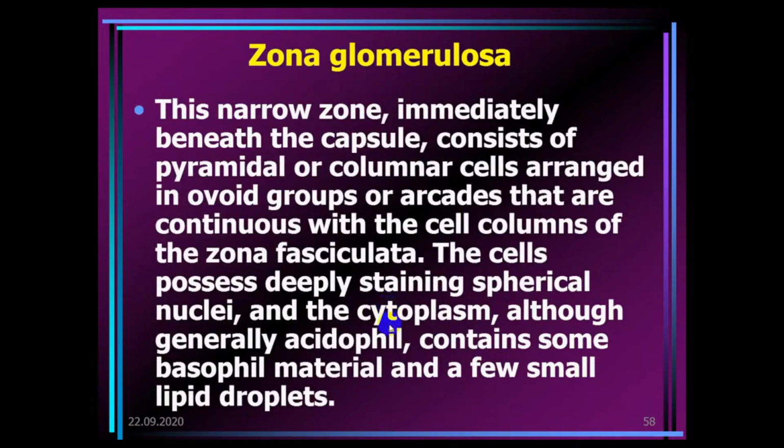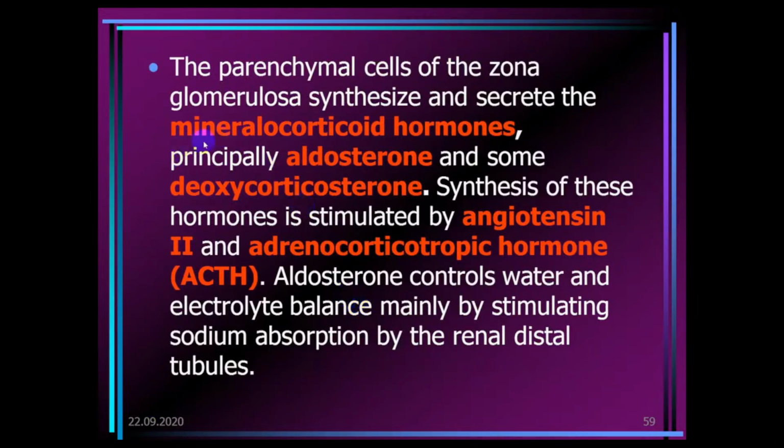The zona glomerulosa is the narrowest zone immediately beneath the capsule, constituted of pyramidal or columnar cells arranged in ovoid groups or arcades that are continuous with the cell columns of the zona fasciculata. These cells have lipid inclusions, a lot of lipid droplets, and produce a lipid-soluble hormone, mineralocorticoid. It is a family of hormones, mineralocorticoids, steroid hormones, lipid soluble. The main hormone is aldosterone, and they also produce some deoxycorticosterone.